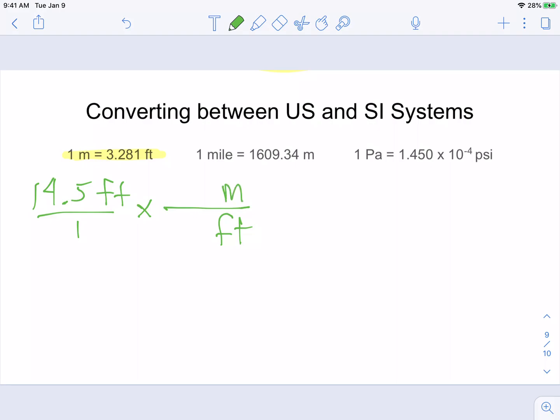And I go back to my little conversion that I see in the top, and it reminds me 1 meter is equivalent to 3.281 feet. And I can see those feet will cancel out those feet. And then I plug this math into my calculator, and my calculator is going to give me a value of about 4.42 meters. Okay, so we converted from feet to meters there.